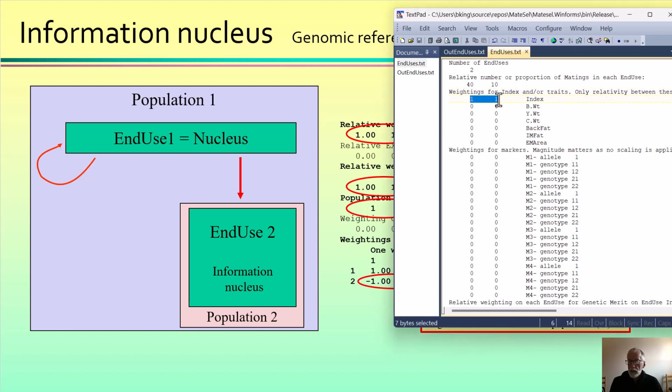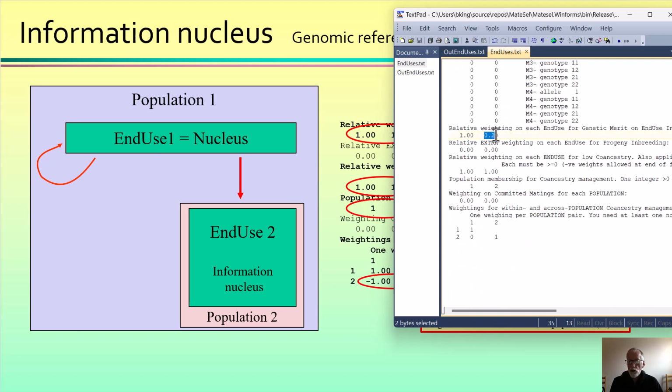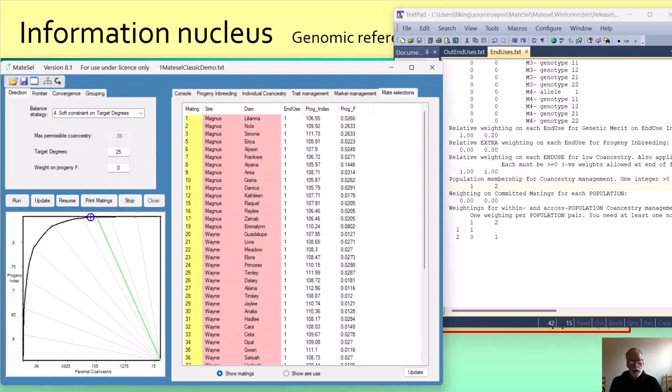The next thing is that I've put the index as being the target trait for both the information nucleus and the main nucleus, although that isn't necessarily the case. But what I have done is put a much smaller weighting on the importance of genetic merit in the information nucleus. And that's because we want to have good variety in there to help make the calibrations. Of course, there are different ideas on those things, so you can choose your own parameters accordingly. And we've started off with no manipulation of the coancestry between the populations. And here's the result here.